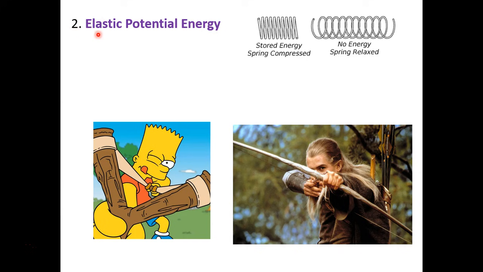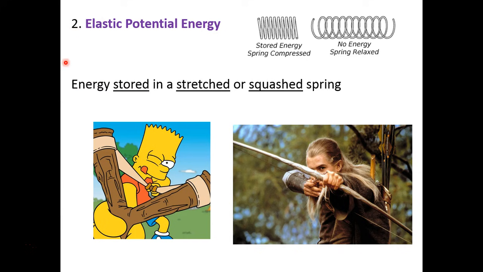The next form is elastic potential energy, and that's energy that's stored in a stretched or a squashed spring. So pulling back on some elastic or compressing, pushing down on a spring will store energy, and then when you let go, that energy is suddenly released.